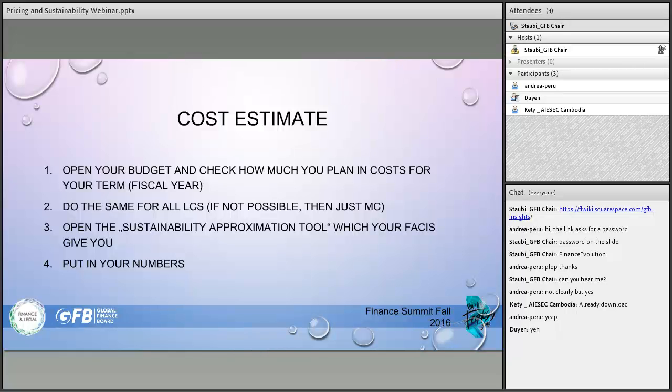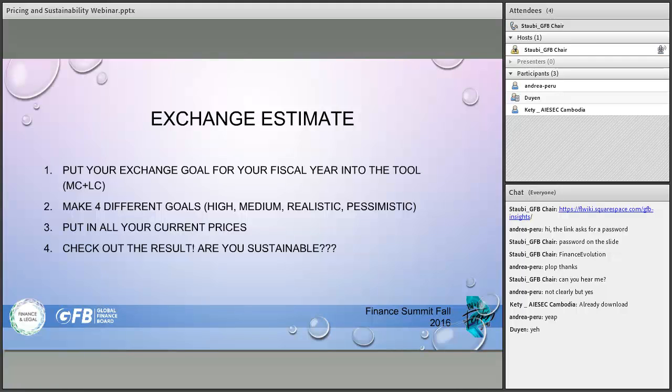When you're doing that, you open your budget and check how much you plan in costs for your term, for your fiscal year or your term year, depending on how you plan your budget. You do the same for all the LCs, and then you open the sustainability approximation tool. You were downloading a raw file, and there's also this tool, where you can put in the numbers to plan everything according to prices.